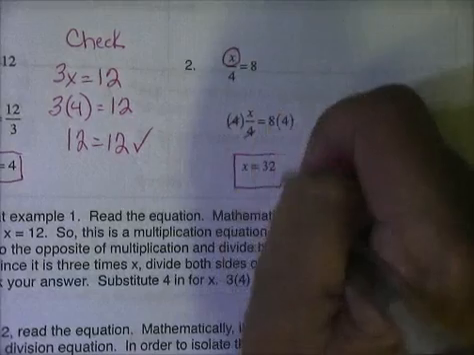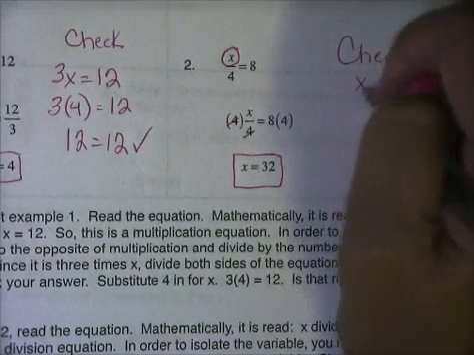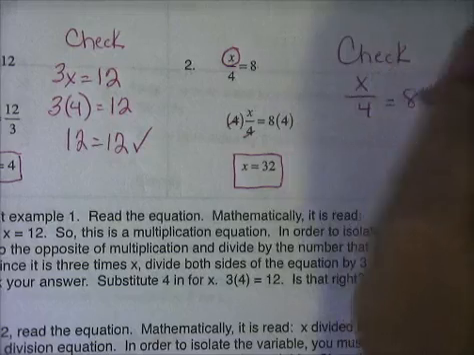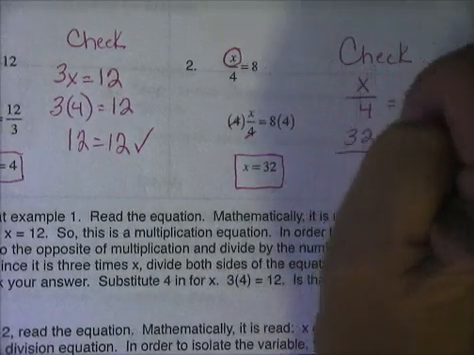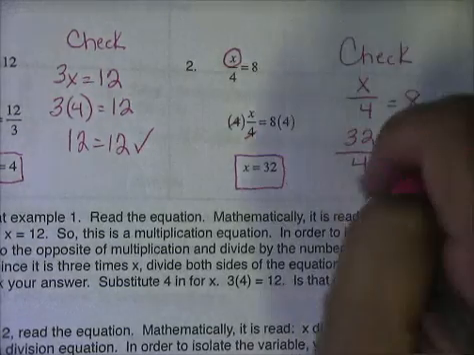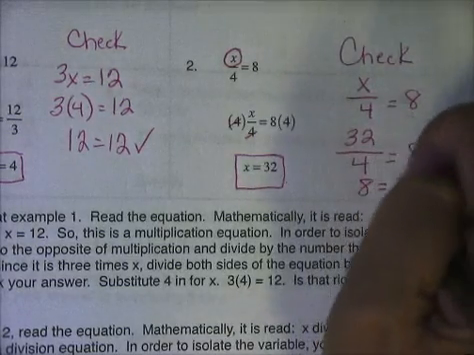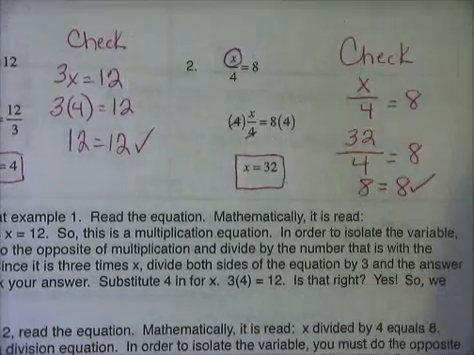So x equals 32. Let's do a check on that. We have x divided by 4 equals 8. We're going to substitute 32 in for x because that's what we said it is. 32 divided by 4 equals 8. 32 divided by 4 is 8, and 8 equals 8. So we were correct on that one as well.